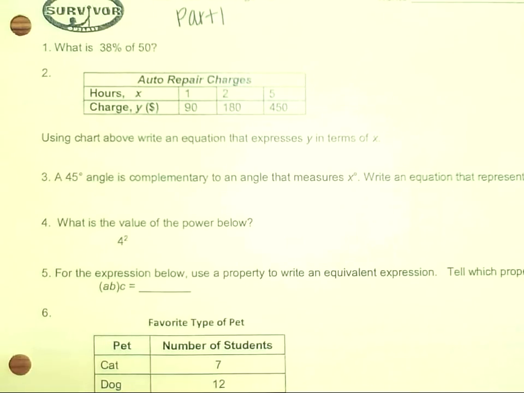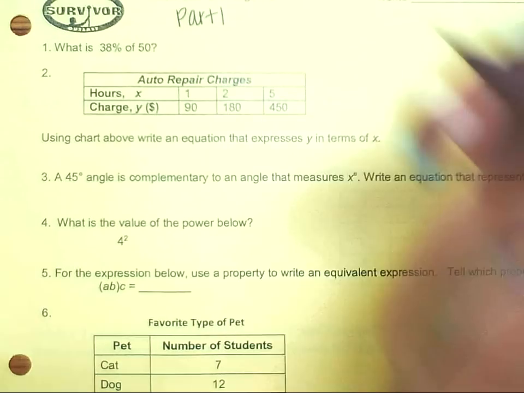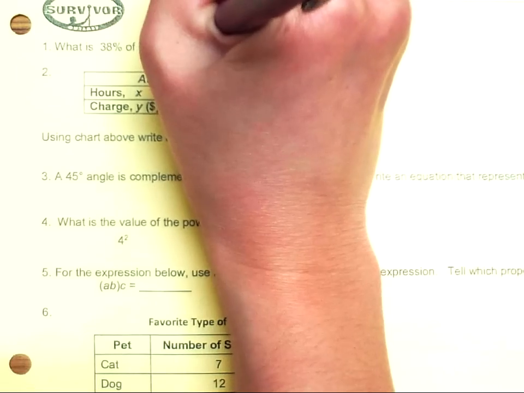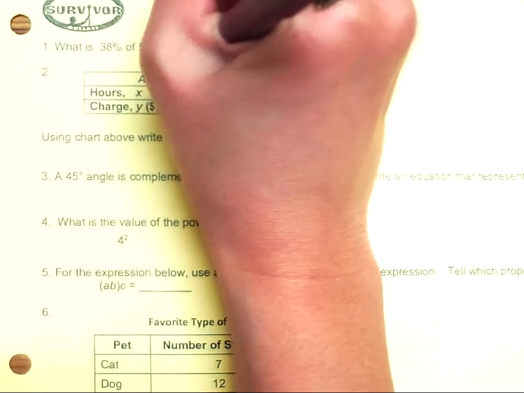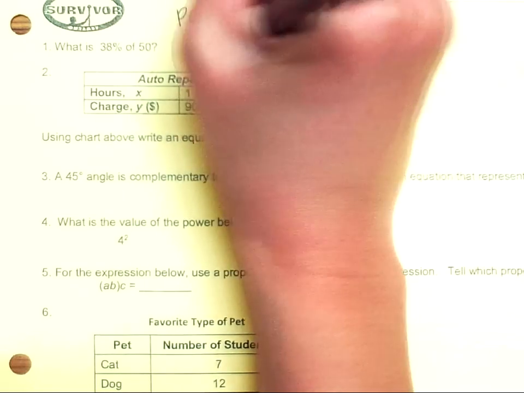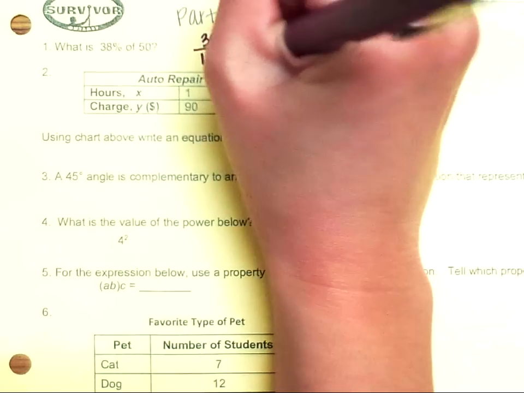Alright, we are on individual challenge number 2. What is 38% of 50? 38% of 50, there's two ways you can do this. You can set up a proportion. You know that 38% is over 100 and 50 would be your total. So you would do 38 over 100 equals x over 50.